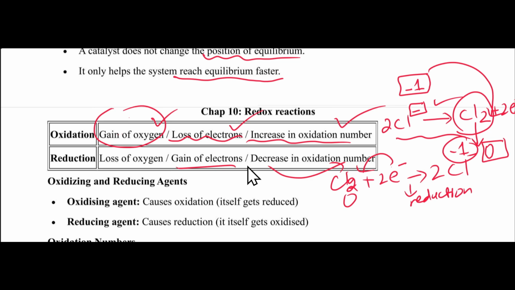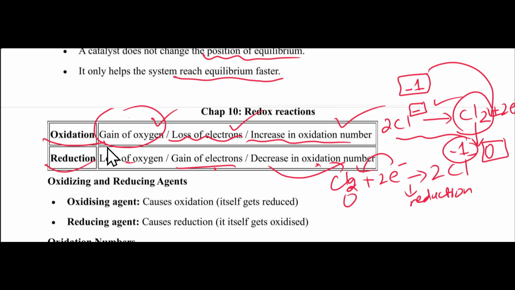Okay, so this is how you can see the redox reaction. If there is a gain of oxygen, loss of electrons, increase in oxidation number, then it is oxidation. If there is loss of oxygen, gain of electrons, and decrease in oxidation number, then it is reduction.